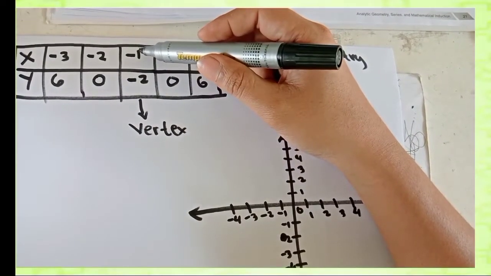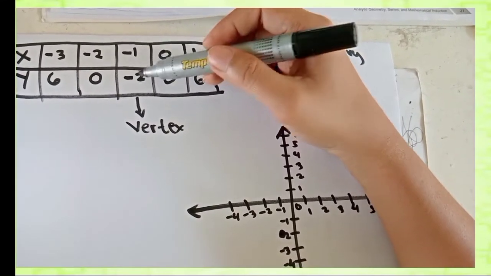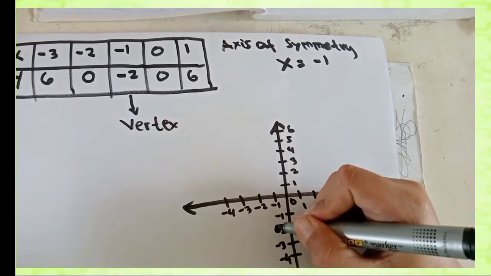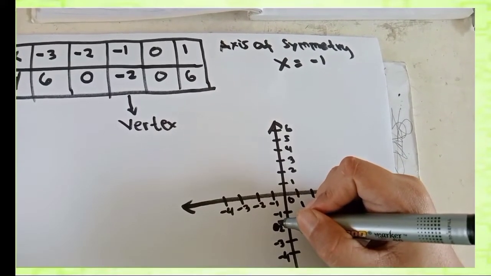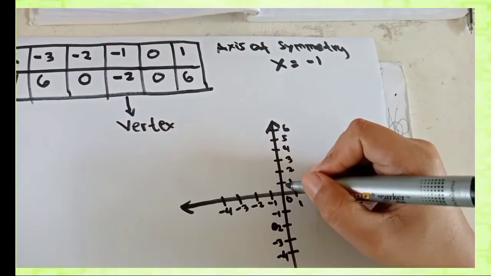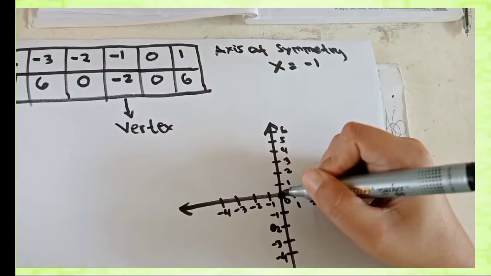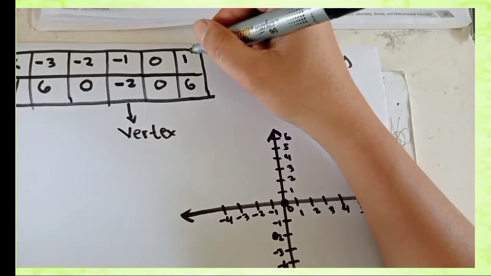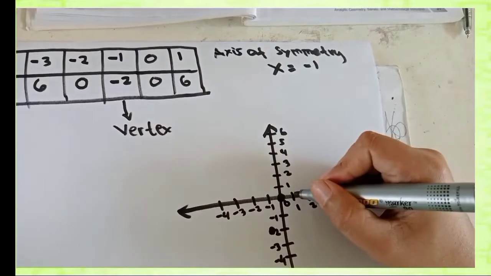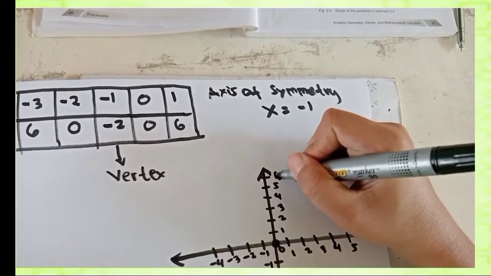First, locate the center or vertex. We have negative 1 and negative 2. It can be located here. Then, 0 ang x, 0 din ang y. So, at the origin. Then, 1 ang x. Then, positive 6 ang y. It can be located here.